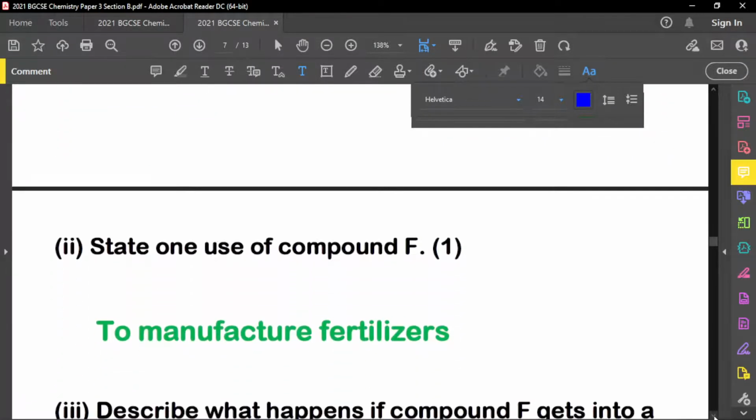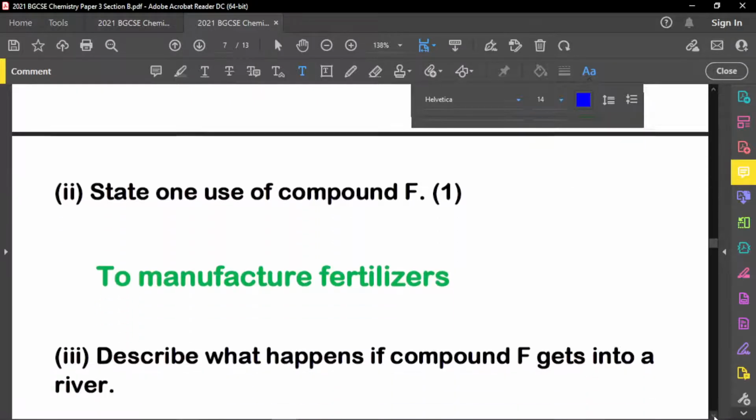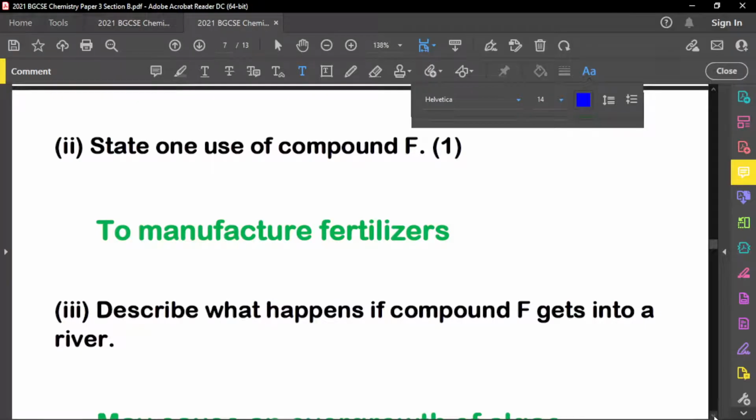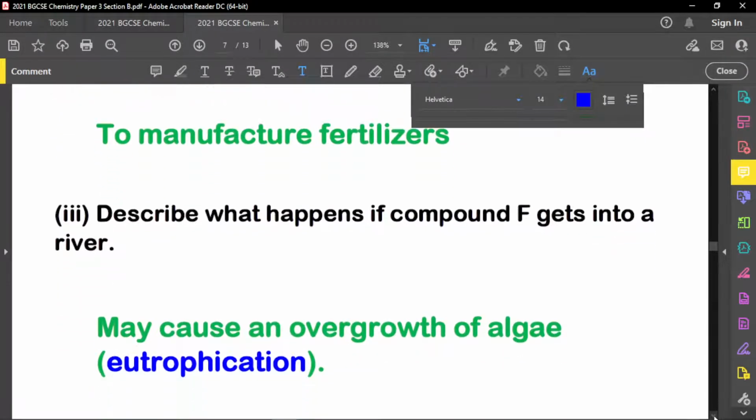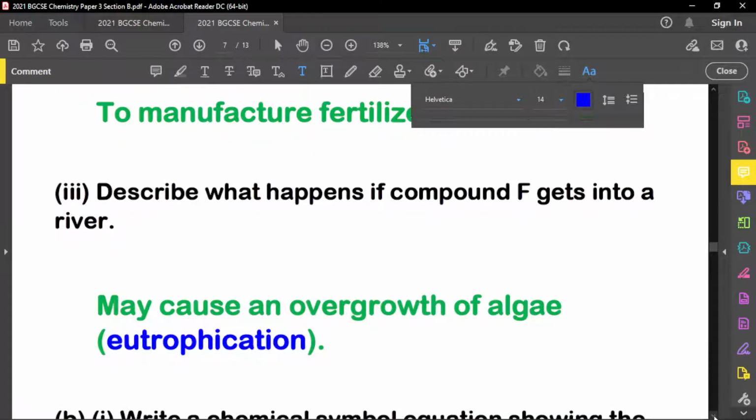Now look at part 2 here. It's to state 1 use of compound F. And compound F, this potassium nitrate, is used to make fertilizers, right? Part 3 is to describe what happens if compound F gets into the river. And this also gives you a clue that this is a fertilizer. So if you get fertilizer in the river, what you're going to get is an excess growth of algae or overgrowth of algae, which is called eutrophication.